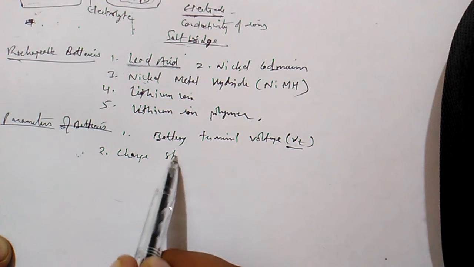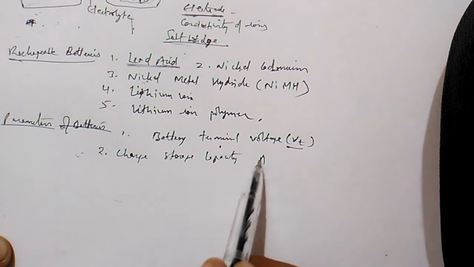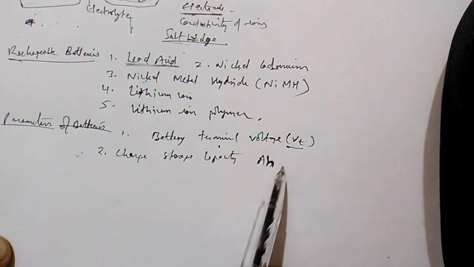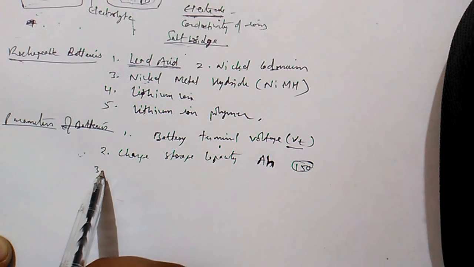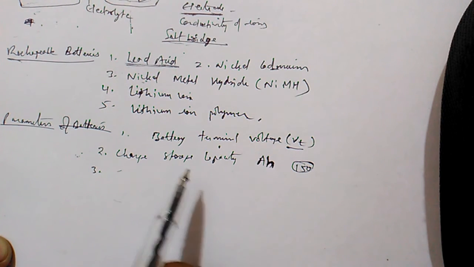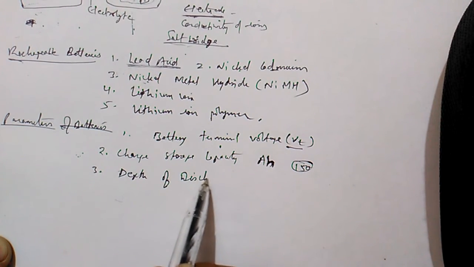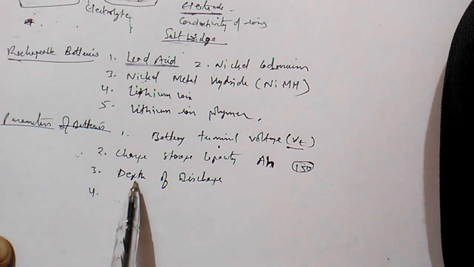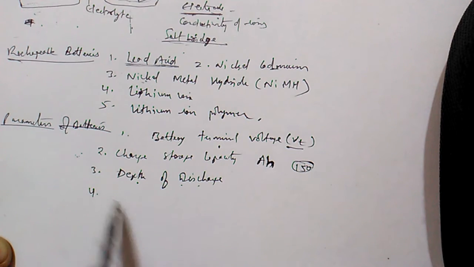Charge storage capacity means Ah, how much ampere hour it will store. Suppose 150 Ah, an example like that. You can take 150, 100 Ah and more also. And depth of discharge means to how much depth you can discharge the battery, like 80%, 90% you can discharge.